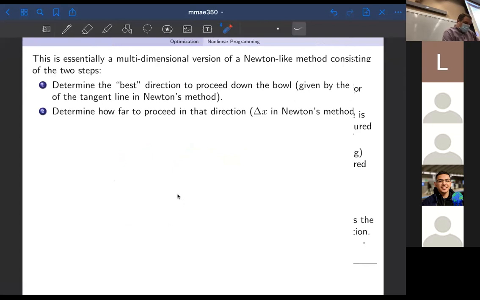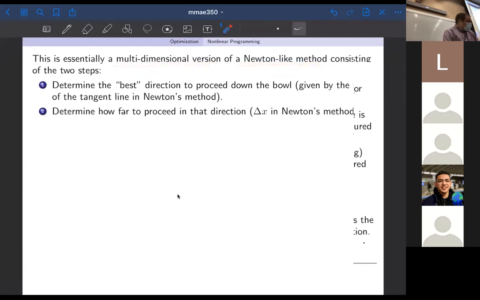So it's essentially a multidimensional version of Newton's method. It's actually not as good as Newton's method, and we will generalize Newton's method for these types of problems later, probably in our next class on Thursday. But it is essentially a multidimensional version of what we've done so far for the 1D Newton's method.